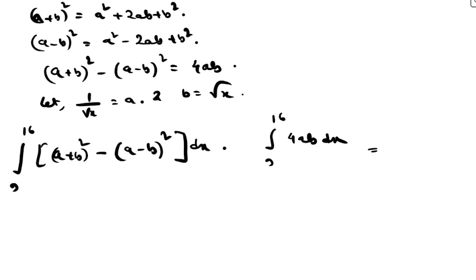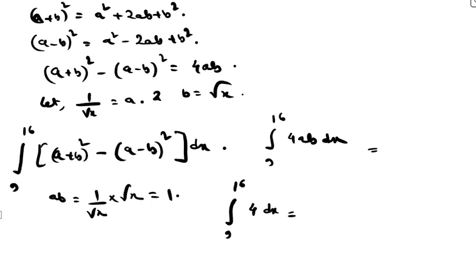Okay, now simplify the integrand. Now find ab. So ab is equal to what? 1/√x times √x, that is 1. So the integrand 4ab becomes 4 into 1, which is equal to 4. So the whole complicated expression reduces to what? The integral from 9 to 16 of 4 dx. Right? Now this is the key simplification. Always look for the algebraic identities in such questions.